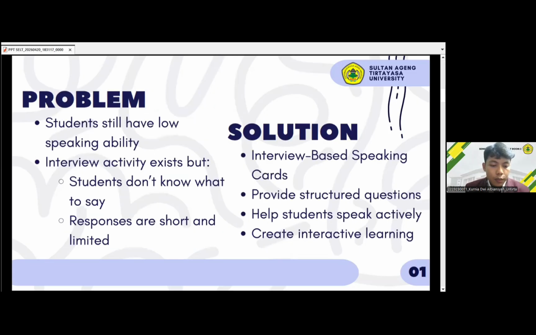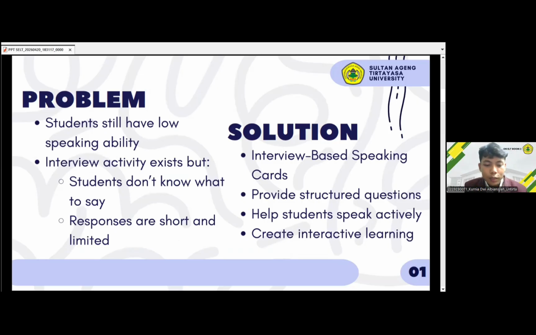Based on preliminary observation, students still have low speaking ability, although interview activities are sometimes used in class. There are still problems. The first is students do not know what to say, and students only give a short answer, and interaction becomes limited.